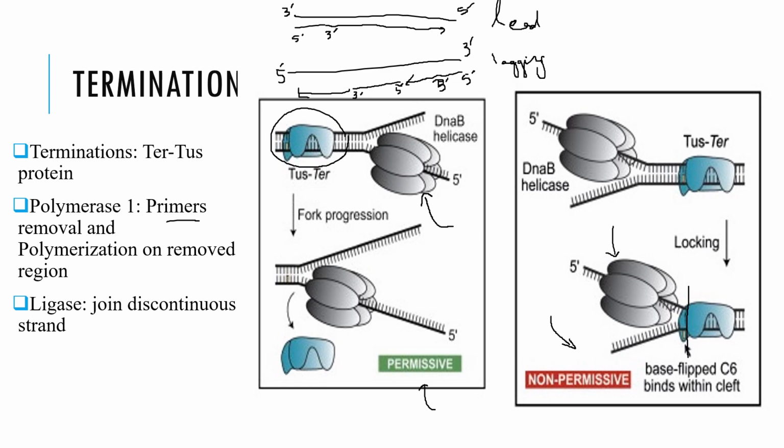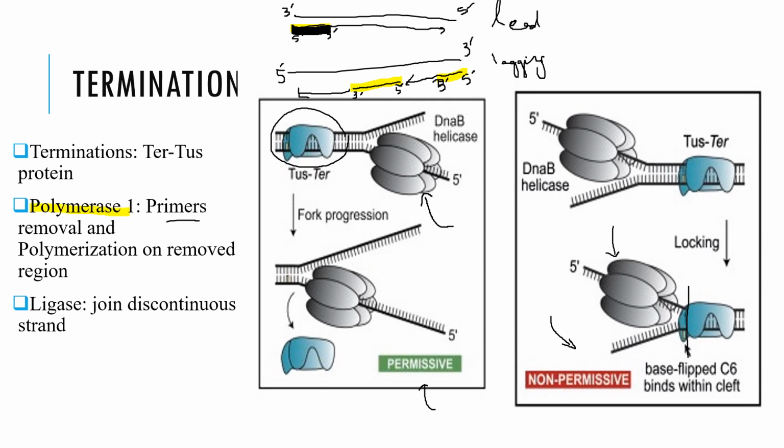So this primer needs to be removed. Let me change. So this primer needs to be removed, this primer needs to be removed, and this primer also needs to be removed. Now the primer removal is carried out by polymerase 1.